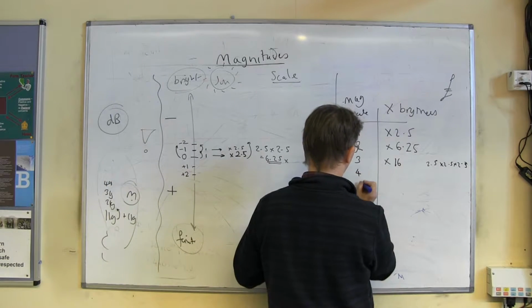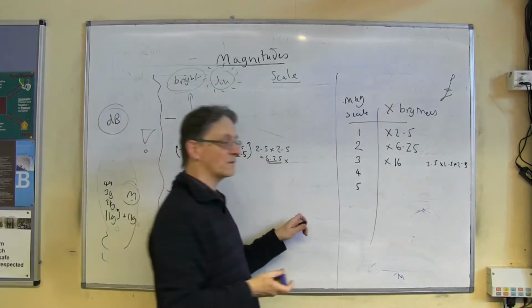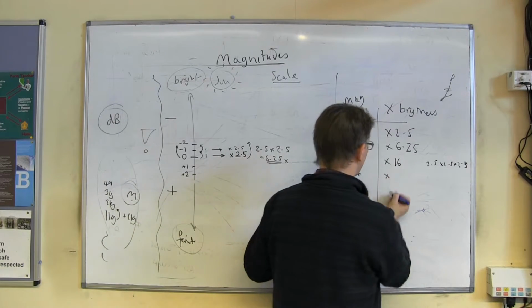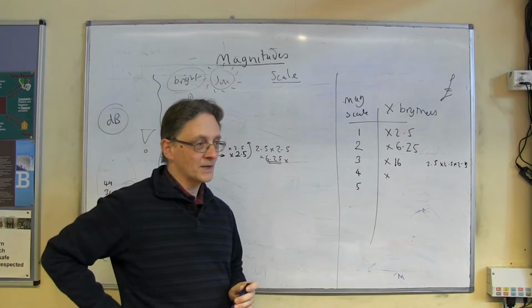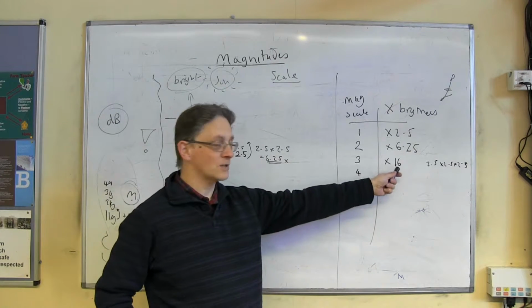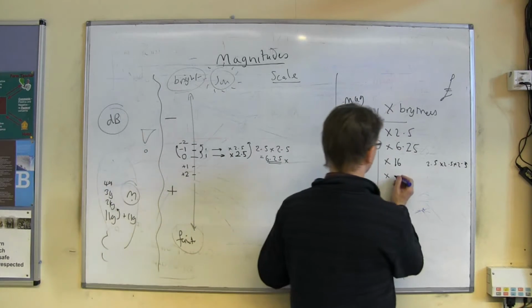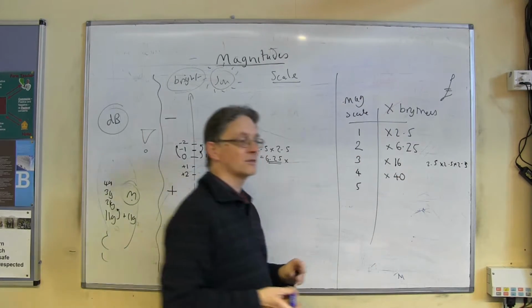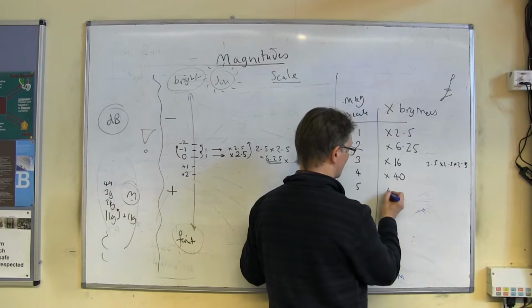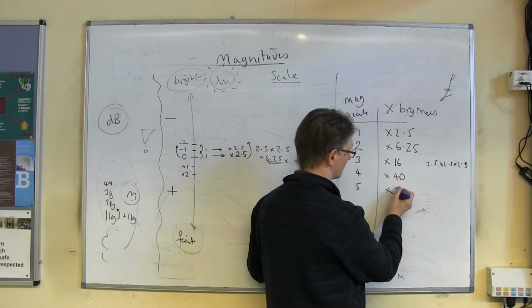You don't need to know them all the way up, but it's useful to know the first 5. You'll see why in a minute, okay? What sum do I need to do in my head to work out 4? What short sum can I do? It's 16, the previous one times 2.5, which is easy, isn't it? Because it's 2.5 16s, it's 40. And that gives us a very nice number for 5, which is 100.